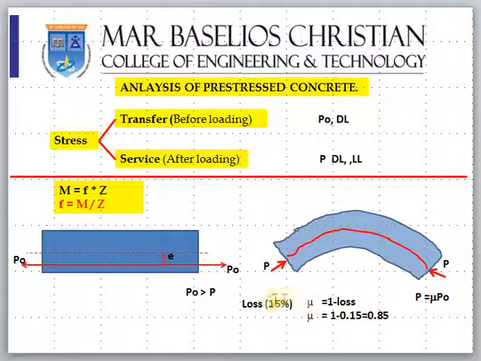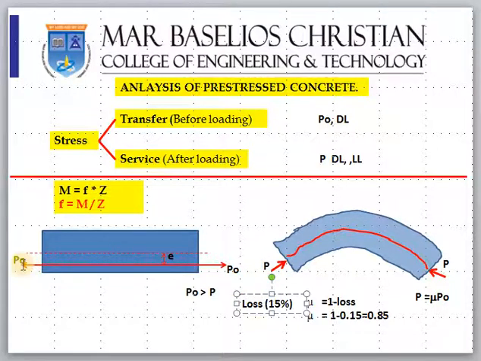Understood? Normally the loss will be given in the question. If it is not given, you can take it as 15 percent. If you are using 100, 15 percent of 100 is 15. That is the loss. So the actual force will be 0.85, that is, 85 percent of the P0 will be the final prestressing force.